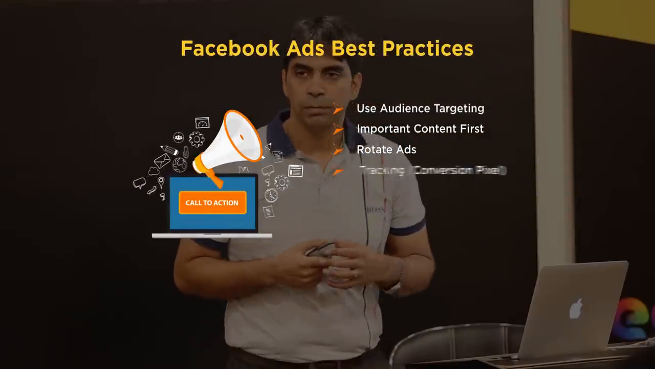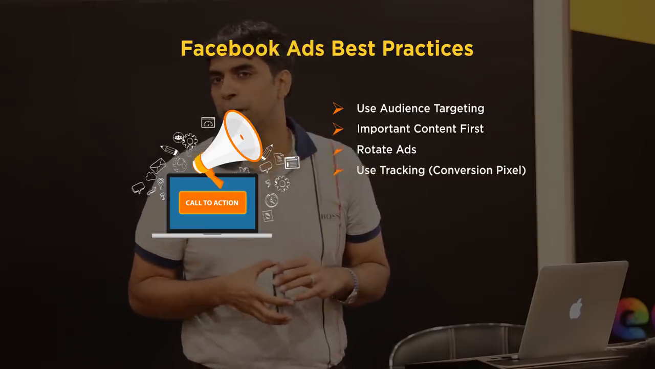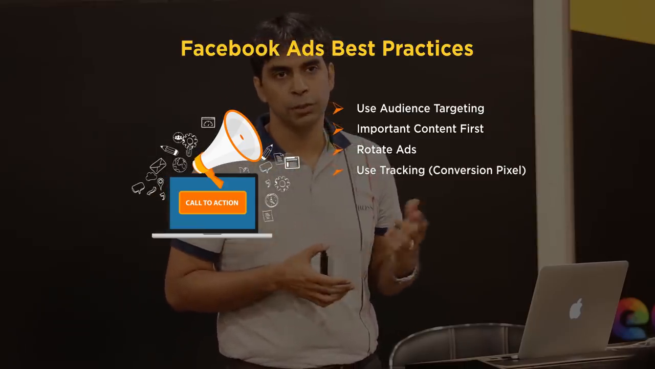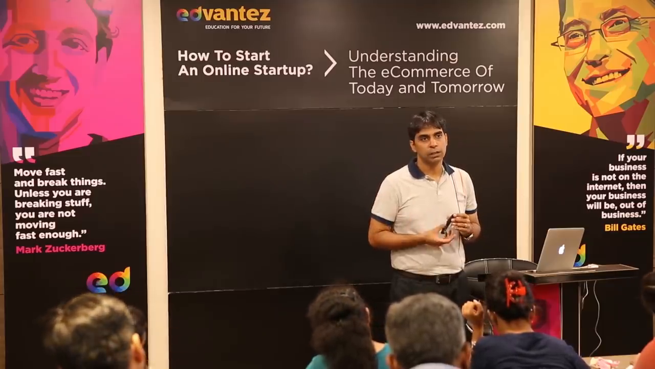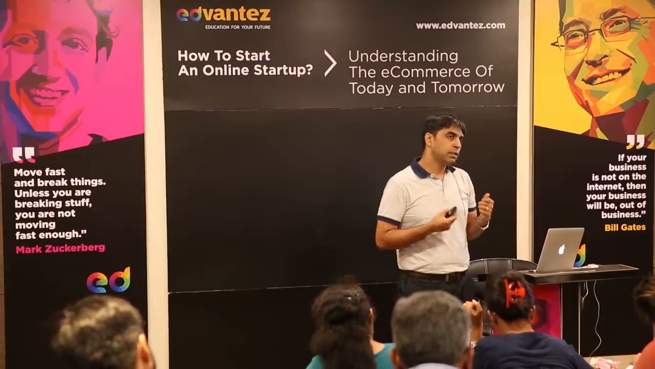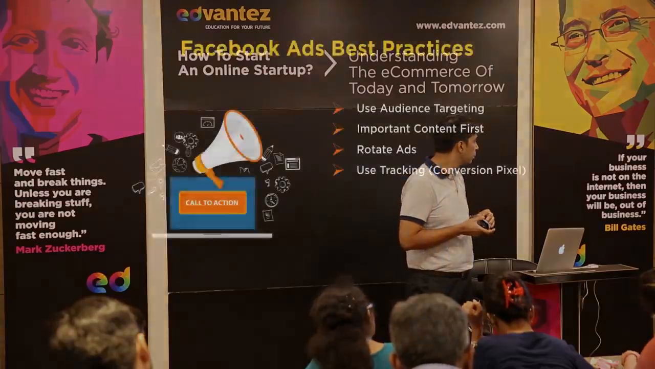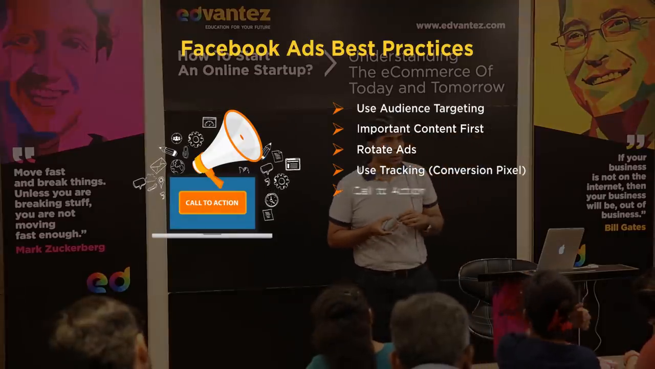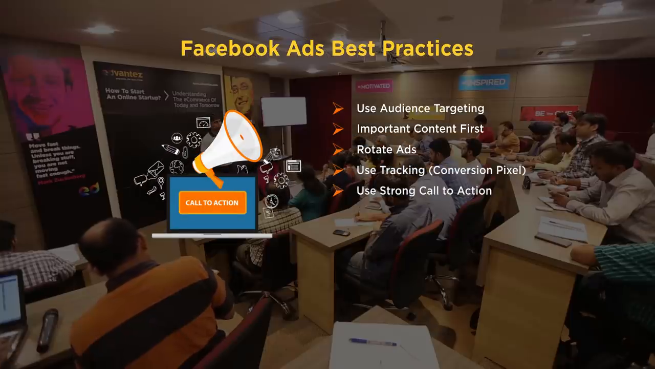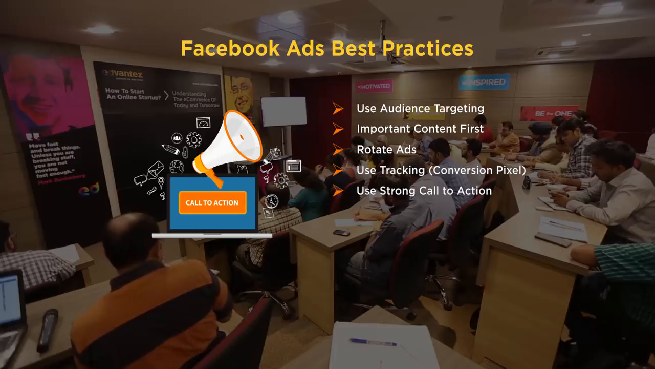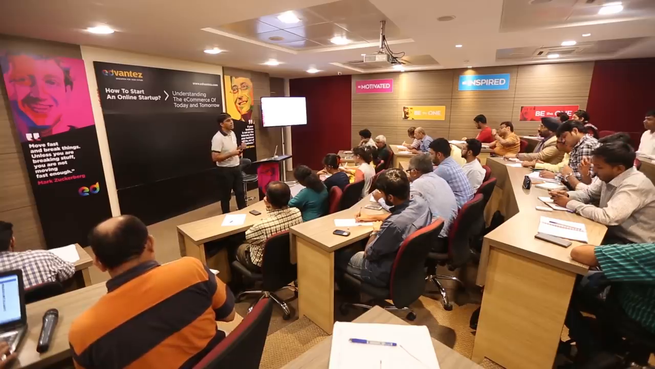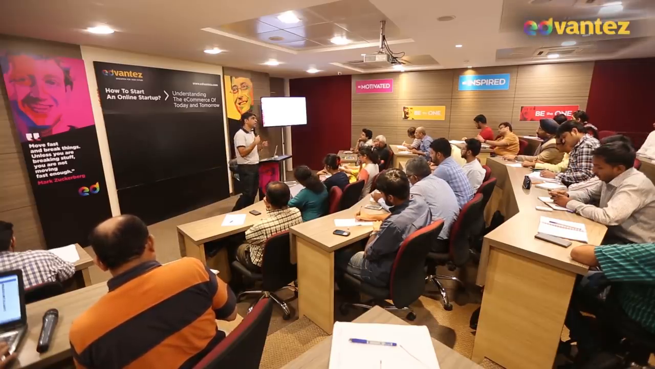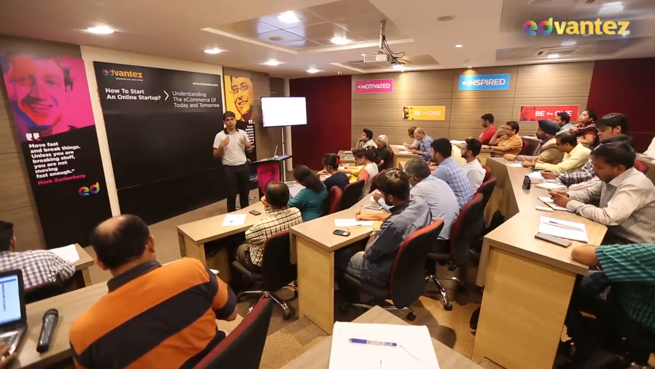Use tracking. Facebook gives you an ability to get a conversion pixel, and I'll show you where to get it from. Put this on your website, your blog, whatever, okay? And make sure you're able to track what is happening. Use strong calls to action, something we talked about in content and everywhere else. Make sure there are strong enough calls to action, okay? Make sure that they're told to buy now, shop now, claim now, something that tells them, abhi karo.